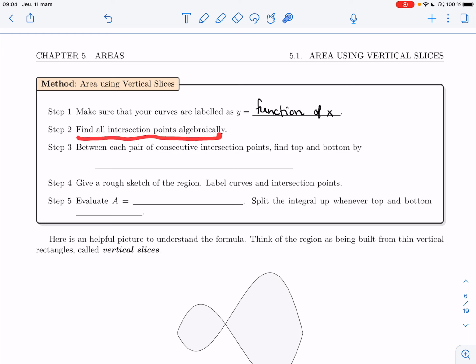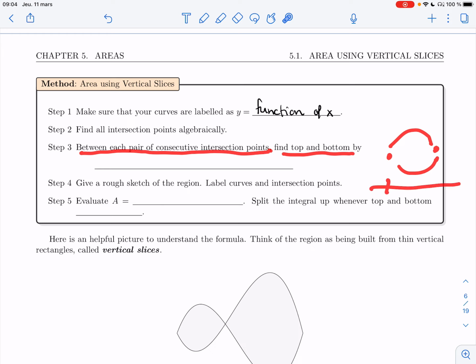That helps you start the sketch. Between each pair of consecutive intersection points, find top and bottom. So you have 2 points of intersection. You need to figure out which curve is on top, which curve is underneath. To do that, you need to take a point between the two and evaluate both.